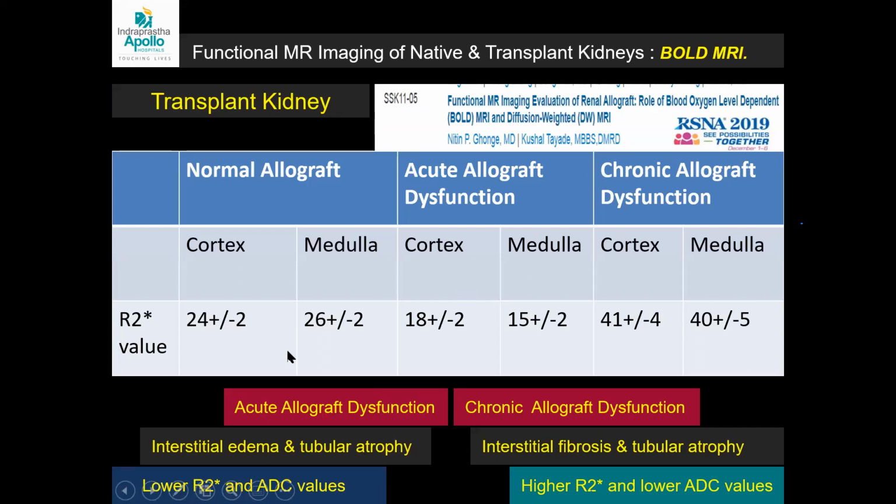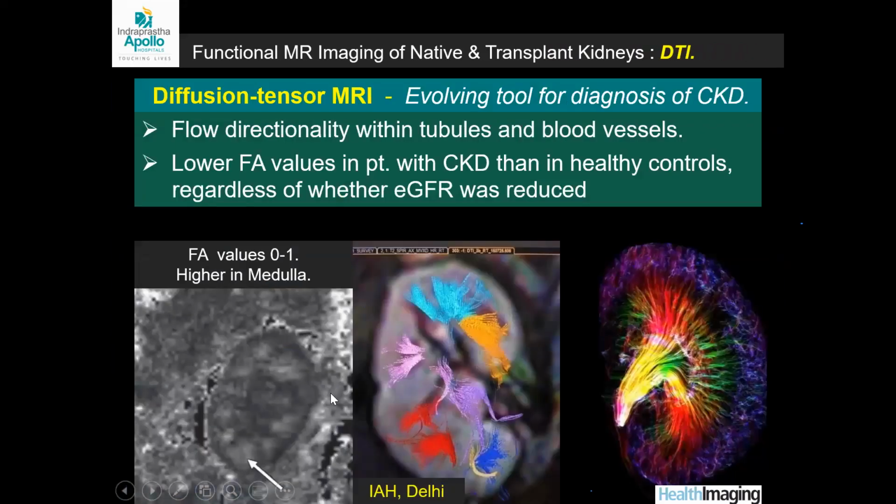I will not go into those details, but this is an example of a diffusion tensor MRI. This is also coming up in a big way. This is a diffusion tensor MRI done at our hospital. We can see the exact isometric orientation of the nephrons in the kidney, which can be seen and detected on functional MRI or DTI image. So this suggests a normal kidney because of the isometric appearance of the nephrons. This is an image from the literature.